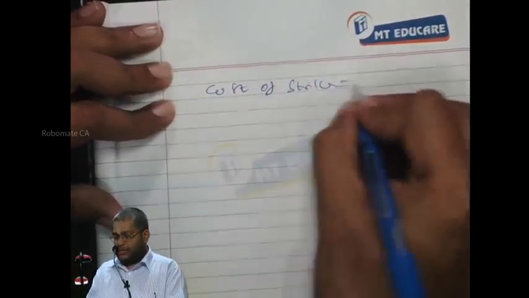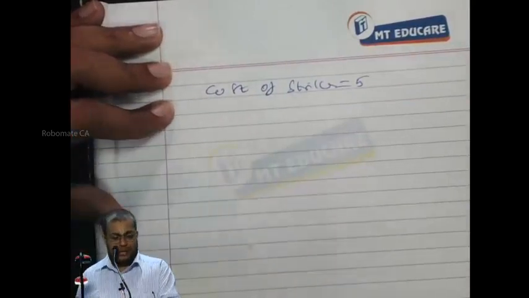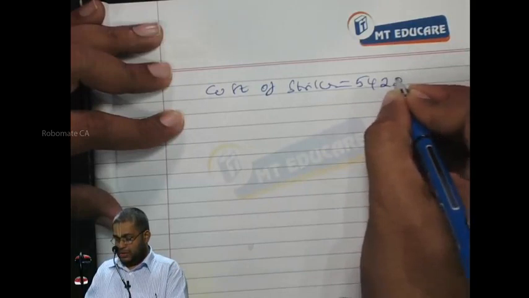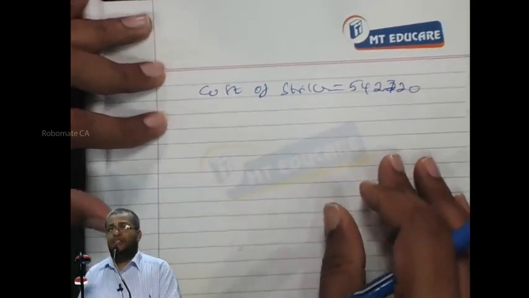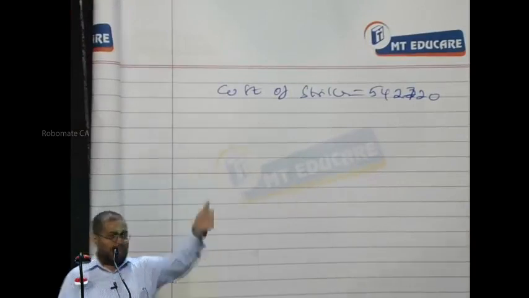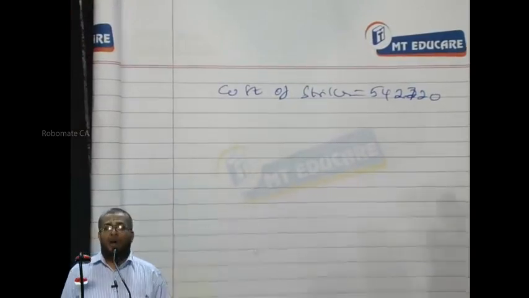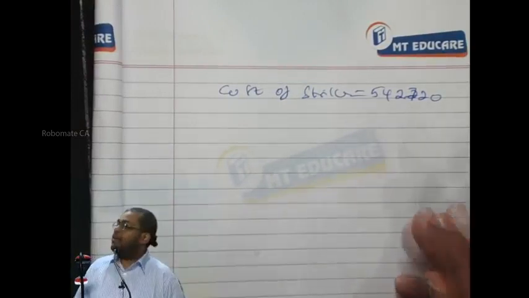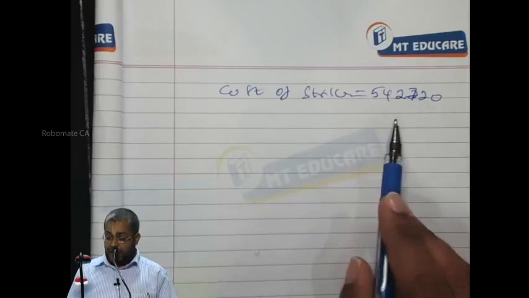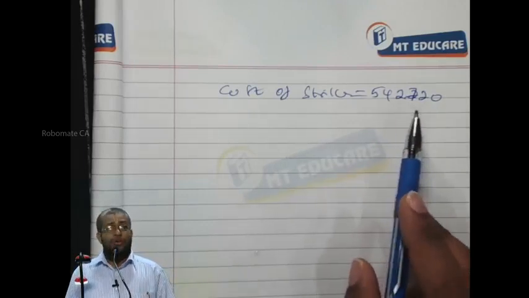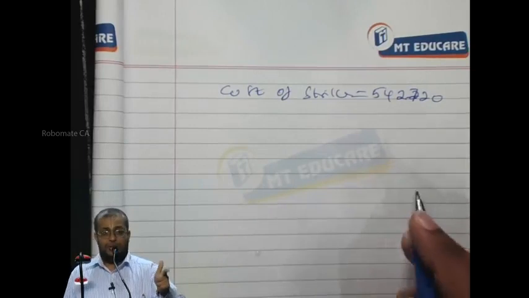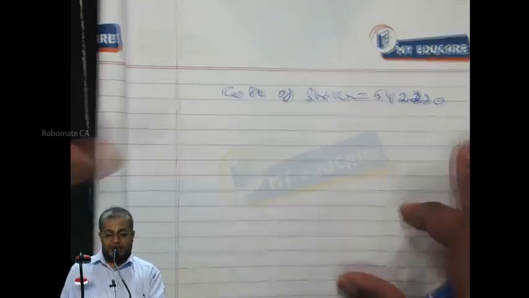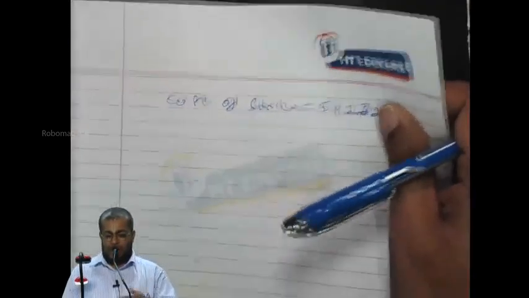You calculated how much cost of strike? 5 lakhs 42,000 720. 5,42,720. You all said that due to workers going on strike, the company lost 5,42,720 profit. My question is, is the statement correct or wrong? Wrong. Because in the 5,42,720, due to working overtime, I lost what? 62,000. Due to strike, only the balance amount is lost. Everybody following or not?